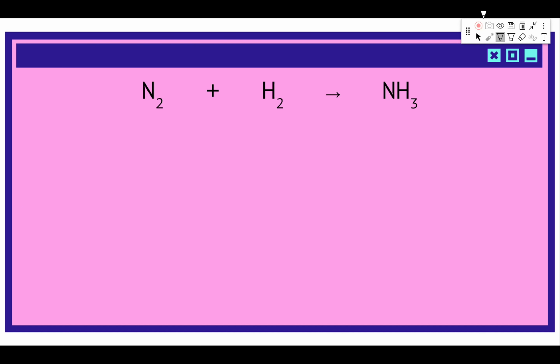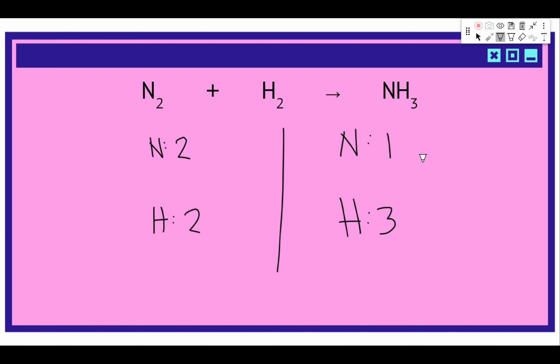Let's have another one. This equation is read as nitrogen reacts with hydrogen to yield ammonia. So the first step is to count the number of each atoms on each side. So I have here 2 nitrogen and 2 hydrogen atoms. Here I have 1 and here I have 3. As you can see, this is unbalanced.